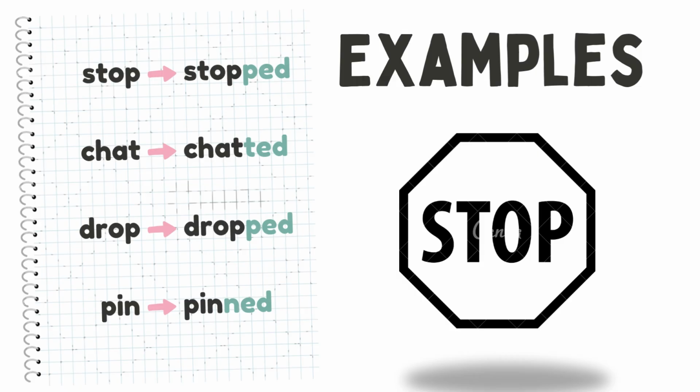Same thing for chat. It's one syllable. It ends in consonant H, vowel A, consonant T. So we're going to double the last letter, chatted, with a double T, C-H-A-T-T-E-D. Drop, one syllable, ending in consonant, vowel, consonant. We're going to double the last letter, dropped, and then pin becomes pinned. Again, one syllable, consonant, vowel, consonant. We double that last letter before adding the ED. P-I-N-N-E-D.